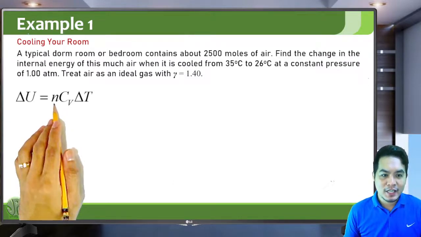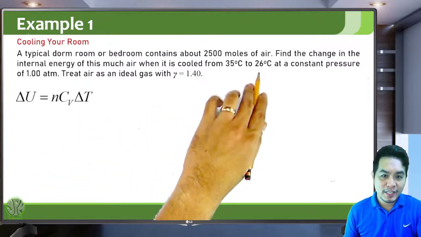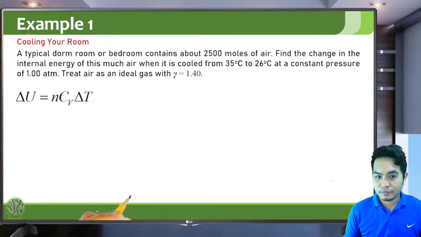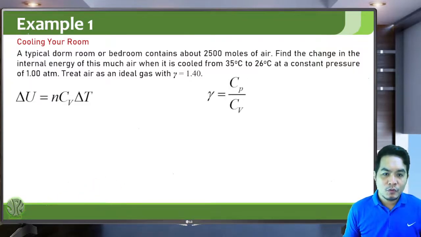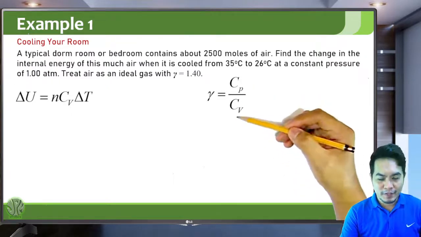So this is the number of moles. We have 2,500. Change in temperature: the final is 26, initial is 35. So this is a negative change in temperature. We are only given gamma, but we know that gamma is equal to Cp over Cv.